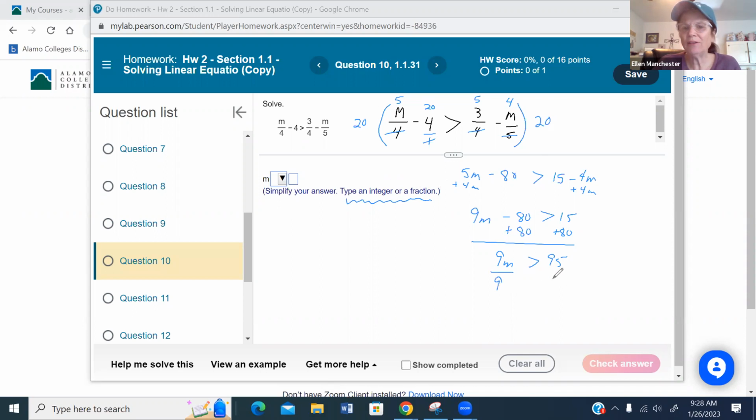So when I divide this by 9, I get m is greater than 95 over 9. And that is what I'm going to put in my answer box. Okay. Make sure that you read the instructions. If I divide this out and get 10 and 5/9, or 10 point something, something, something, it's going to mark it wrong. So make sure that you notice the answer. Okay, I'm going to stop there, and then I'll start again on the next type of problem.